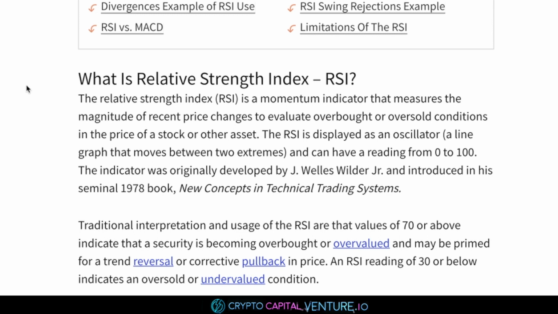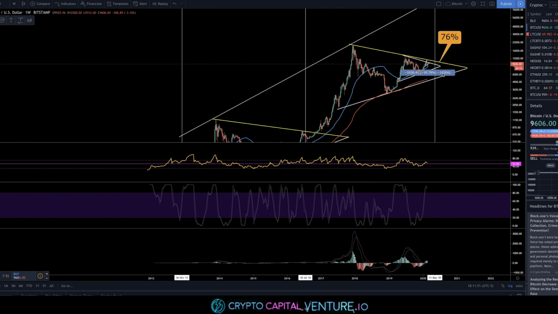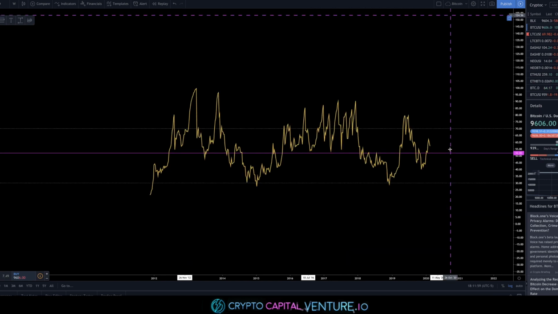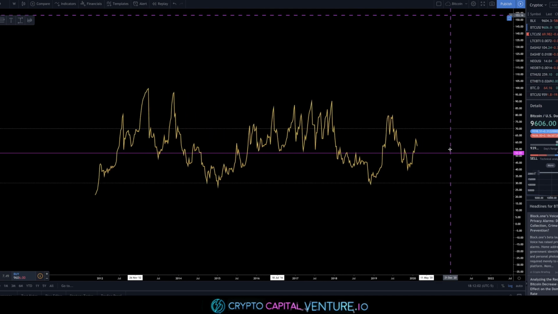The RSI is displayed as an oscillator, a line graph that moves between two extremes and can have a reading from 0 to 100. Some things to account for in how you interpret these momentum oscillators are what time frame chart you're on, what market you're trading in, and also what kind of investor you are: long-term, short-term, swing trader. I think you know what kind of investor I am.